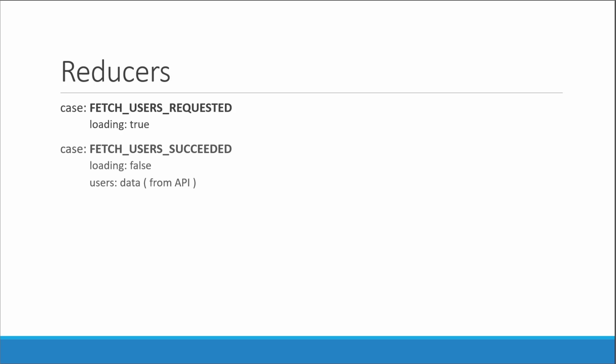Finally, the reducer. If action type is fetch users requested, we basically set loading to true. If action type is fetch users succeeded, we set loading to false and users to the data returned from the API. If action type is fetch users failed, we set loading to false and error to the error returned by the API. And that is pretty much our application. So with these points in mind, let's go back to our editor and implement the code.